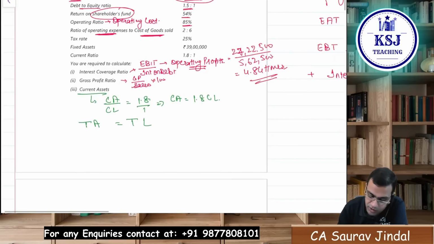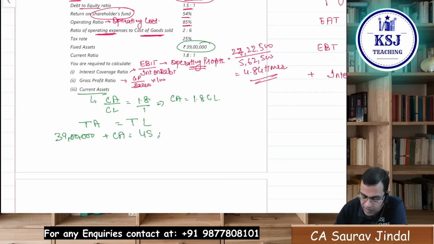Total asset will be what? Fixed assets plus the current asset. So 39 lakhs plus current assets is equal to total liabilities. Total liabilities will be what? Debt of 45 lakhs. Yes, sir. Plus equity of 30 lakhs. Yes, sir. Plus any other thing, sir? Current liability. Yes, sir. Current liability.